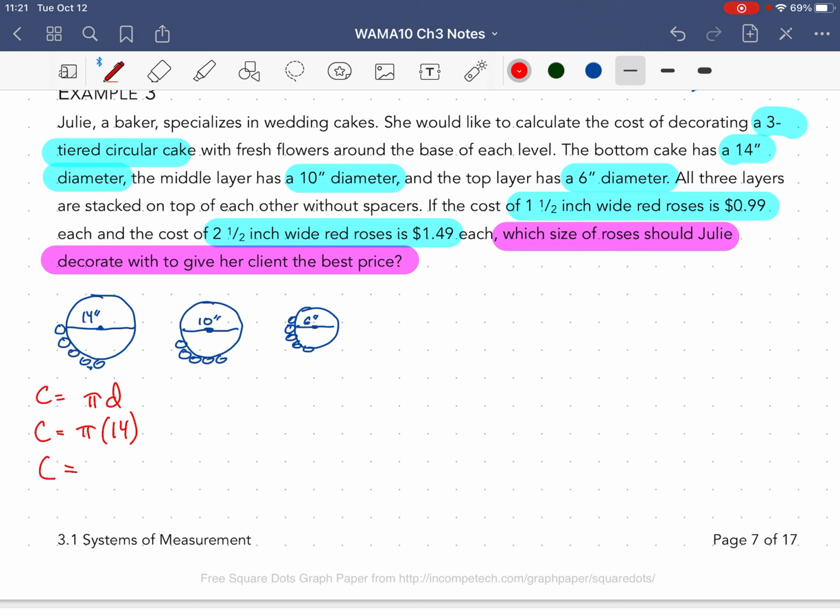14 times pi is equal to 43.98 inches. So she'll need to put roses around about 44 inches of cake for that one. For the second one, circumference is equal to pi times diameter. Pi times 10. Circumference is equal to pi times 10, 31.42.